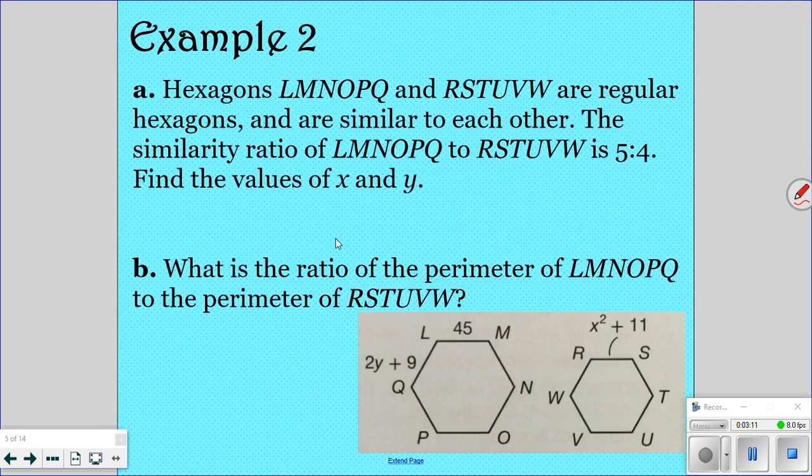Looking at this next one, it tells us that these two hexagons are regular and similar, and the similarity ratio of one to the other is 5 to 4, and we want to find the values of x and y. So let's start off by finding y here. We know that this side is congruent to this side because it's a regular hexagon. So that means that 2y plus 9 has to equal 45. And so if you subtract, 2y would equal 36. And so y would equal 18.